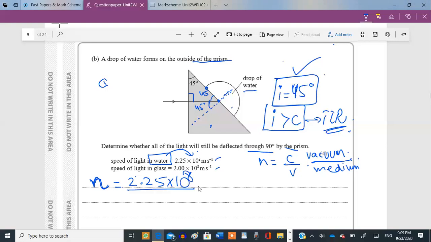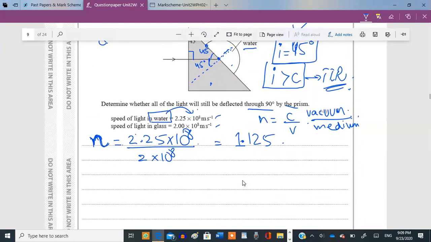divided by 2 raised to the power of 8. And this gives you 2.25 raised to the power of 8 divided by 2 raised to the power of 8, which is 1.125. You've got this ratio of the two speeds to get the refractive index. Now, once you have this refractive index, you can use it to calculate the critical angle.